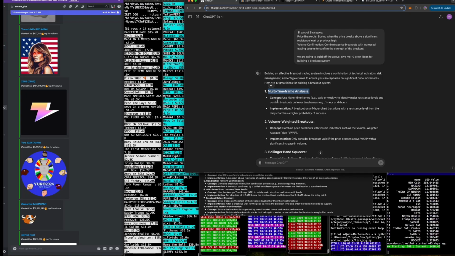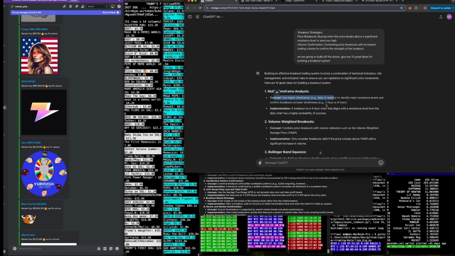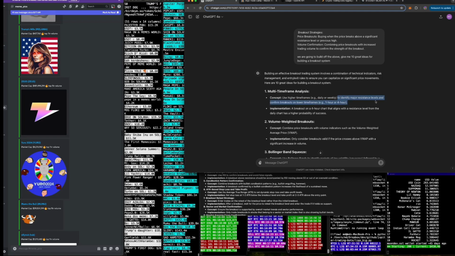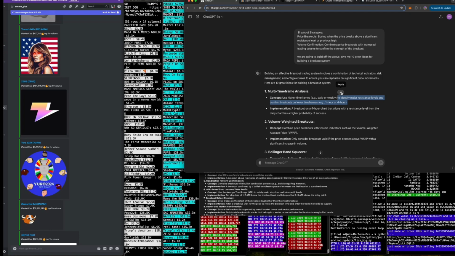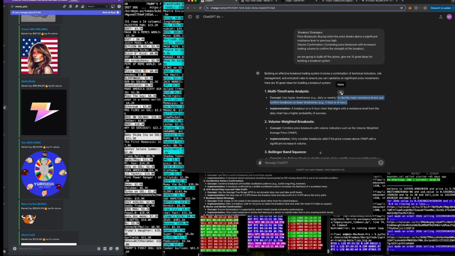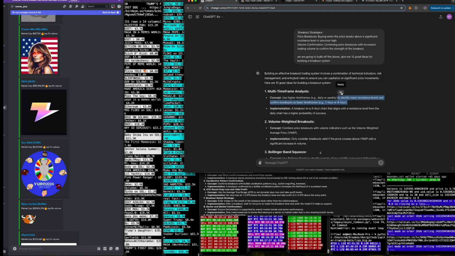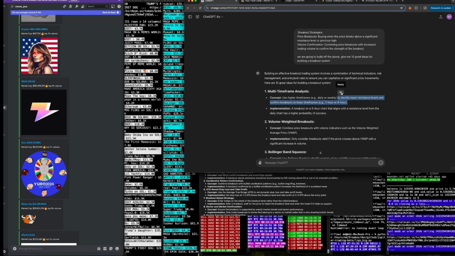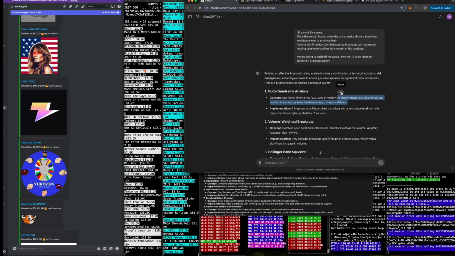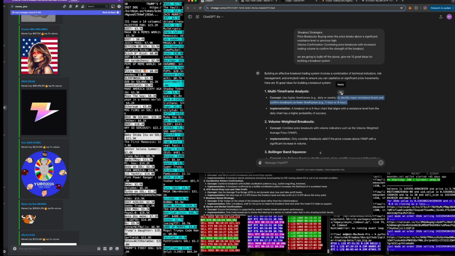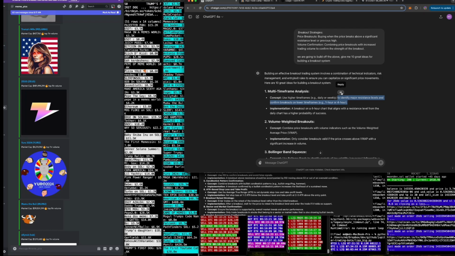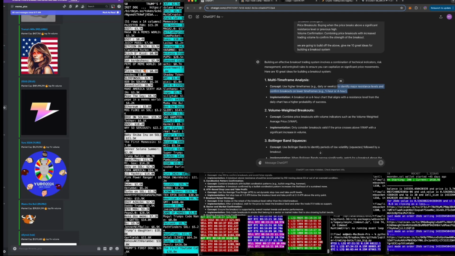Multi time frame analysis concept. Use higher time frames such as daily or weekly to identify major resistance levels and confirm breakouts on lower time frames. Okay, yeah. I think that's where we're headed, but we'll see. Implementation, a breakout of the 4-hour chart that aligns with a resistance level from the daily chart has a higher probability of success. Volume weighted breakouts, combine price breakouts with volume indicators such as the volume weighted average price, the VWAP. Okay, that could be a good idea.